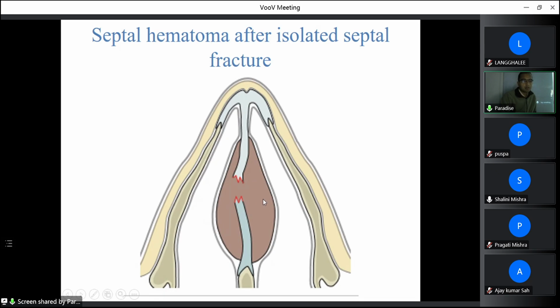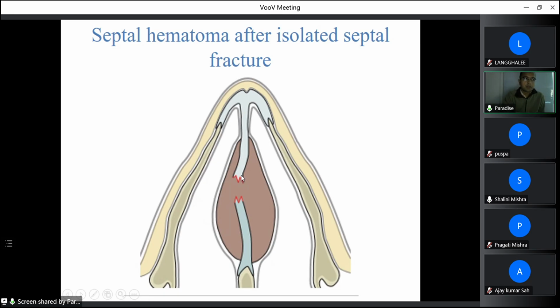You have to drain the septal hematoma immediately, because if you don't drain this hematoma, what will happen? In normal condition, this cartilage will get the nutrition, oxygen, as well as sugar and other nutrients from the surrounding mucosa. So whenever there is septal hematoma, there will be disruption of the mucoperiosteum. So the blood supply to this structure is reduced. There will be no supply of oxygen and other nutrients. So it will lead to avascular necrosis.